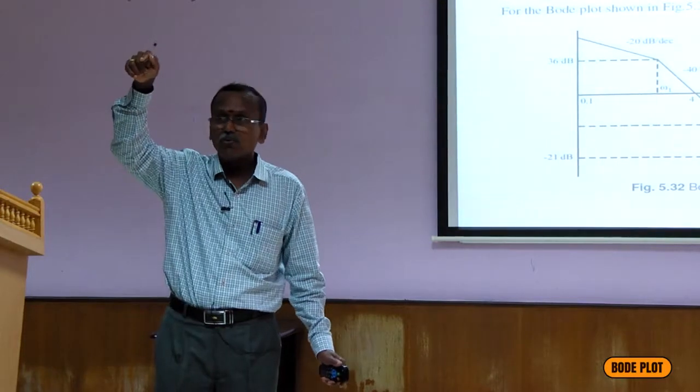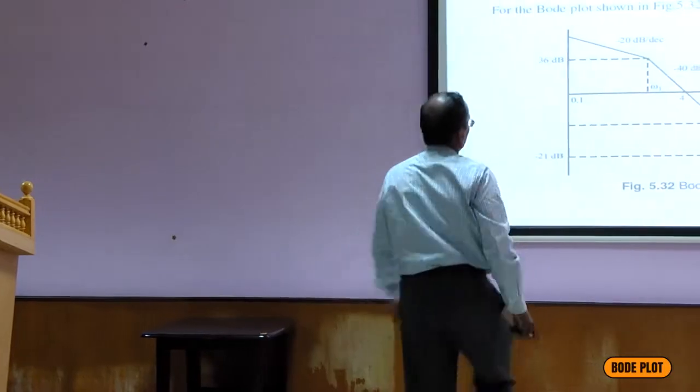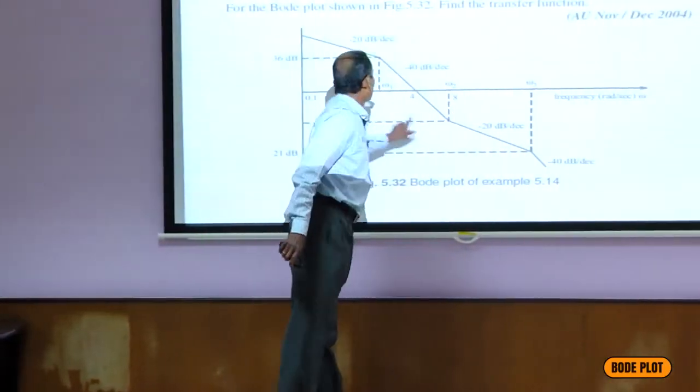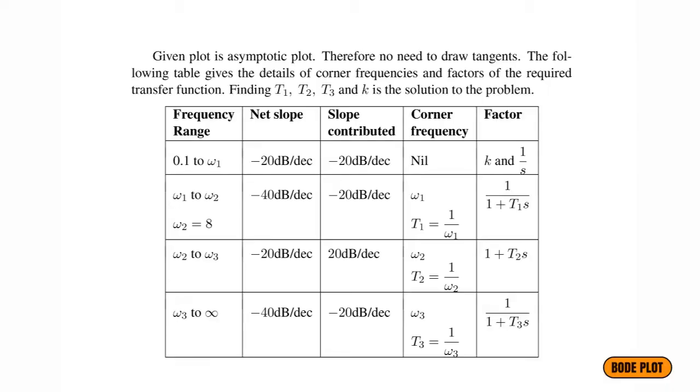Already tau 2 is found, because omega 2 is given as 8 in the sum itself. All other constants, that is omega 1, omega 3 and k, have to be found. That's all. So we have to prepare a table.